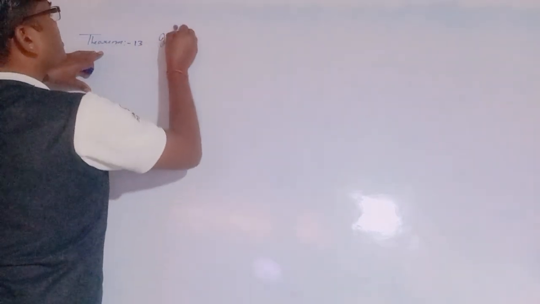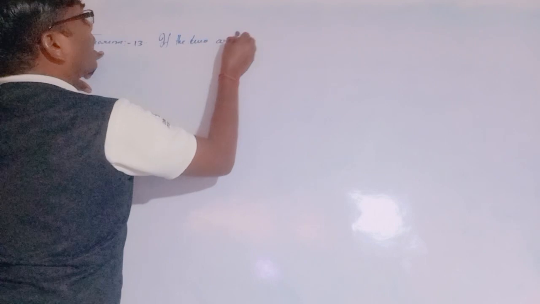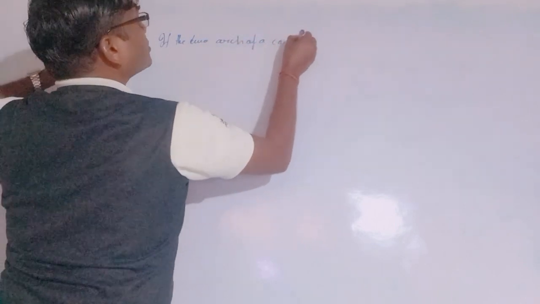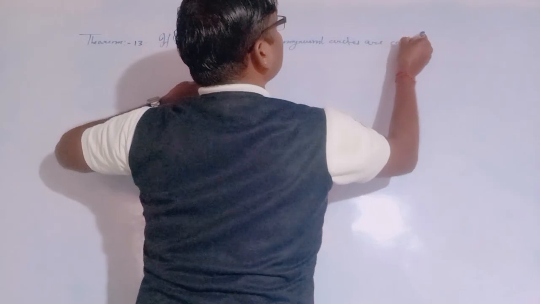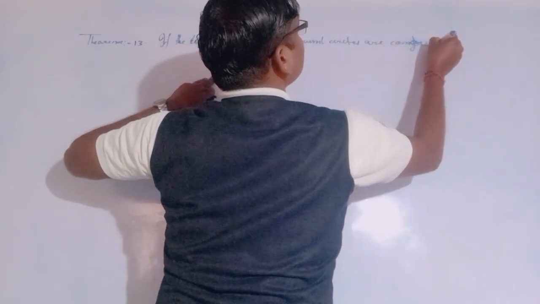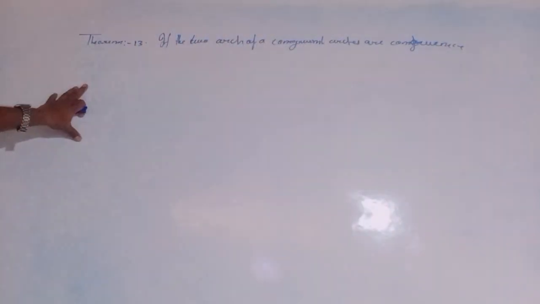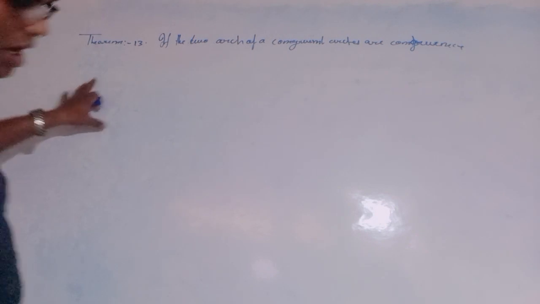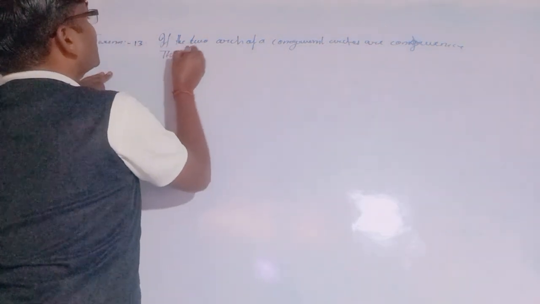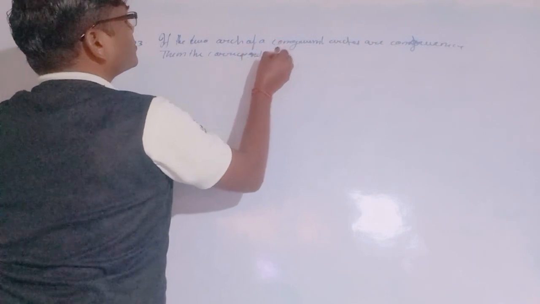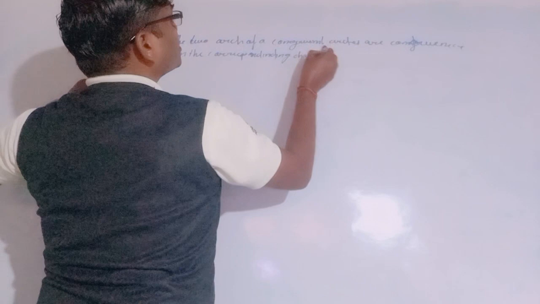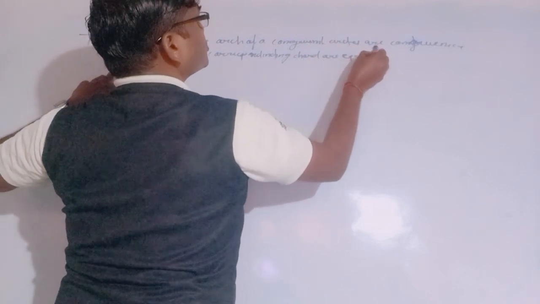Theorem 30. It says that if two arcs of congruent circles are congruent, then the corresponding chords are equal.